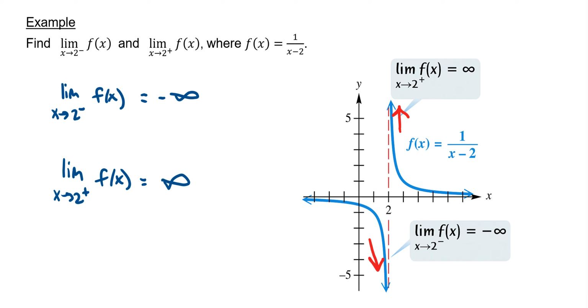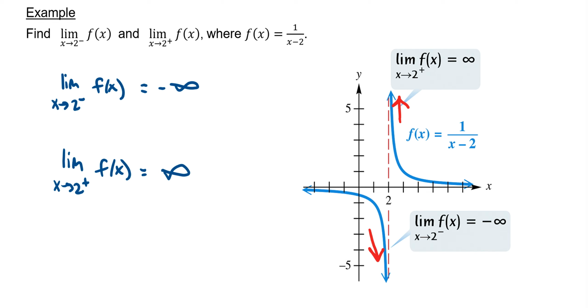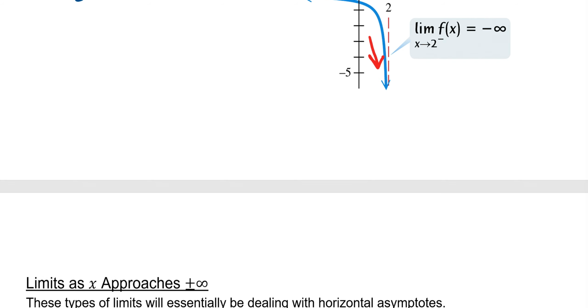So a lot easier when we have the graph in front of us, so we don't have to make a little table. First, we don't have to recognize that it's 1 over 0 after direct substitution. So we don't have to make a little table for ourselves. We can just look right at the graph. A lot easier for these types of questions.